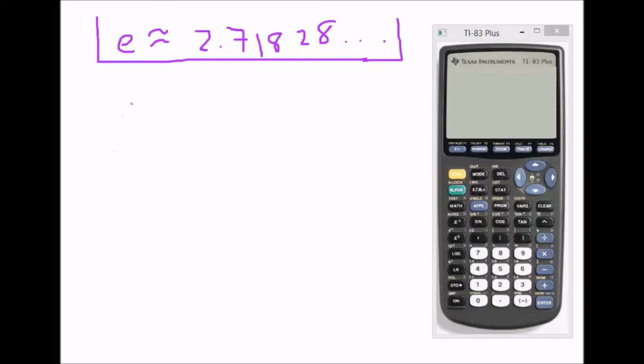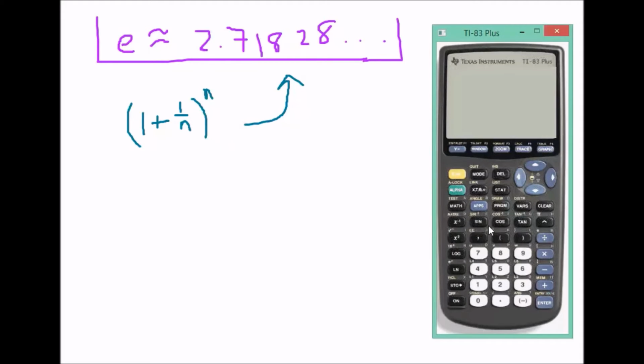The number e comes from this equation. That's 1 plus 1 over n to the nth power. And basically what happens is, as you make n larger, so if you go like 100 or 1,000 or 1,000,000, you just keep on making n larger, the number gets closer and closer to this. I'm going to show you this with the calculator. So I'll just plug in this equation.